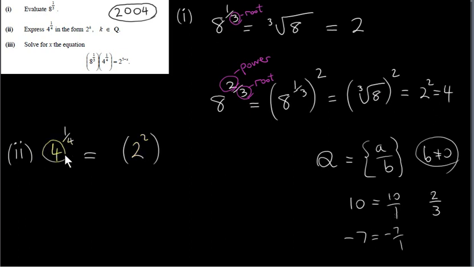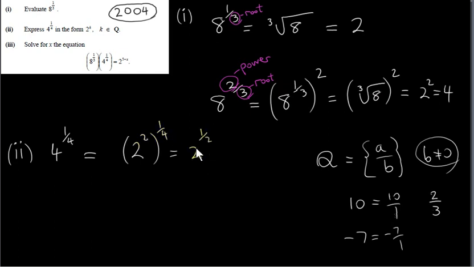So, we get a number like 4. We could have got a number like 8. 8 can be written as 2 to the power of 3, or 16, and so on. It has to be fairly clear. So 4 is 2 squared, and we have to put that to the power of a quarter. And now we can use our rules for brackets. We just multiply these powers together. 2 times a quarter is a half.